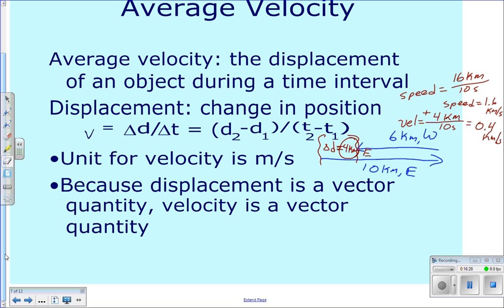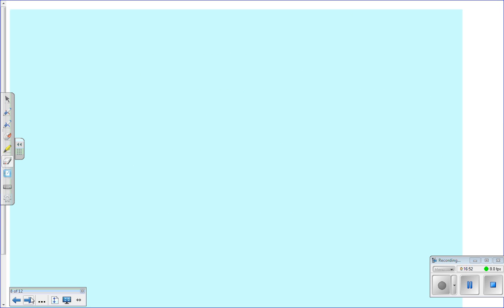Okay? The unit that we're going to be using, for the most part, will be meters per second. We'll be measuring distances, most of our distances will be in meters, and times will be in seconds. Because displacement is a vector quantity, and we use displacement to calculate velocity, that automatically makes velocity a vector quantity. Velocity has a direction.